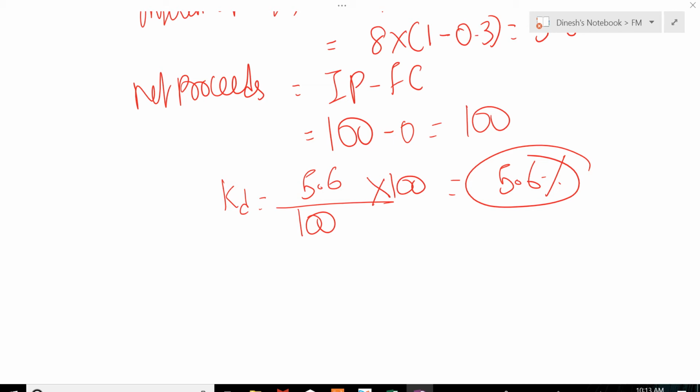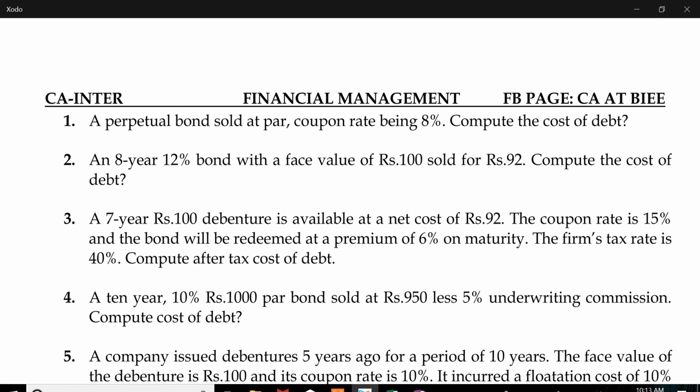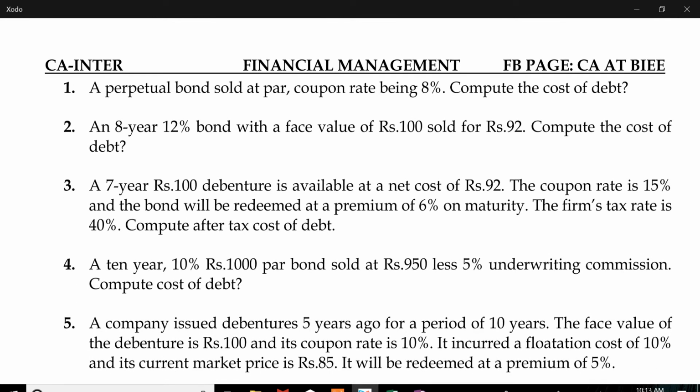Clear? Can we proceed? Any doubts on this? Let's move to question number 2. An 8-year 12% bond with a face value of 100 sold for 92. Compute the cost of debt. Now onwards, I will not do calculation for items like interest and all. That is easy to understand. Wherever some detailed calculation is to be done, I'll take you through that alone.